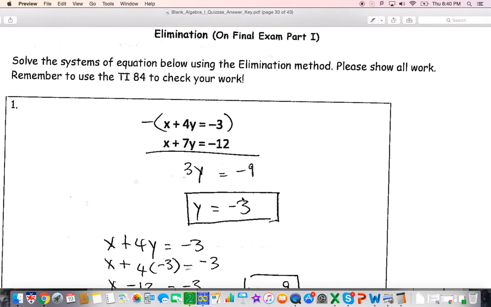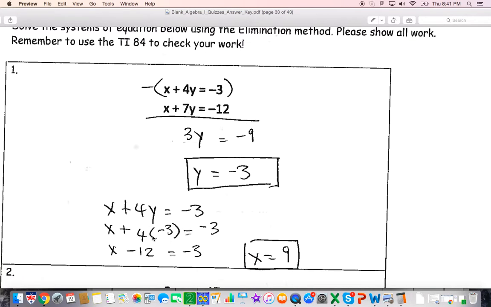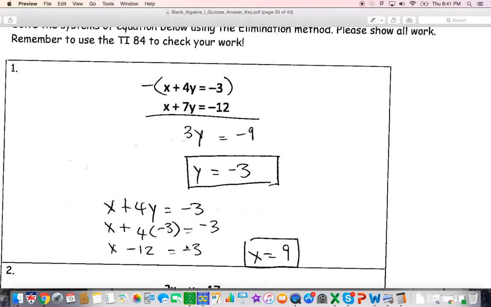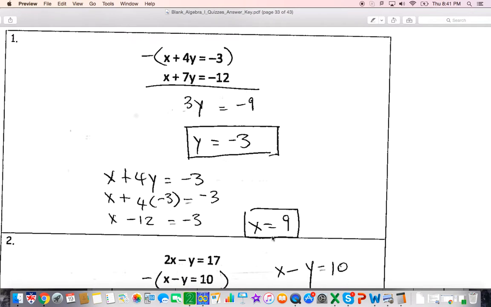But the question is only half solved there, and you have to keep going. So now that we know the value of y, we can choose either equation, whichever one you prefer, and substitute that value of y into it. So I chose the first equation, x plus 4y equals negative 3. I'm going to substitute that y value in for y. And I have x plus 4 times negative 3 is negative 3, and then I can go ahead and solve it. And I get that x is equal to 9.